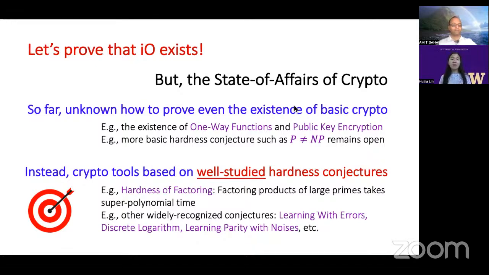There are also other widely recognized conjectures, such as learning with errors, discrete logarithm, and learning parity with noise. The bottom line is that in this approach, we really want to only rely on hardness conjectures that have been really carefully examined and thoroughly vetted through cryptanalysis. We also prefer those hard problems that have connections with other fields such as mathematics, complexity theory, information theory, etc., because they provide very precious tools for us to analyze those hard problems.